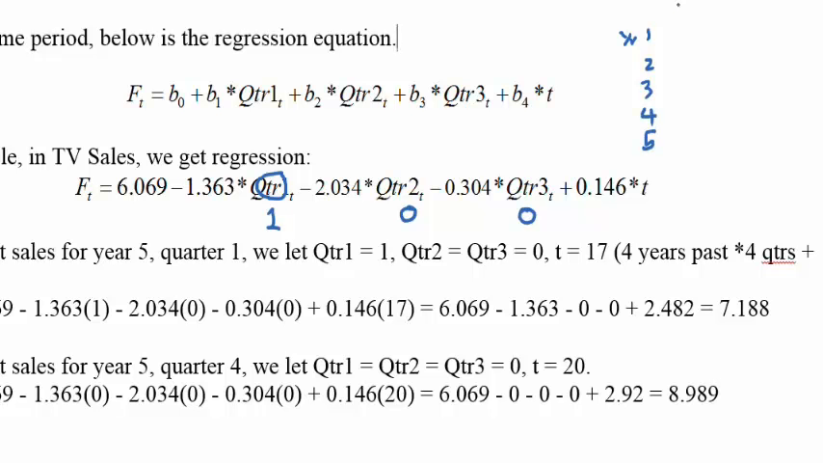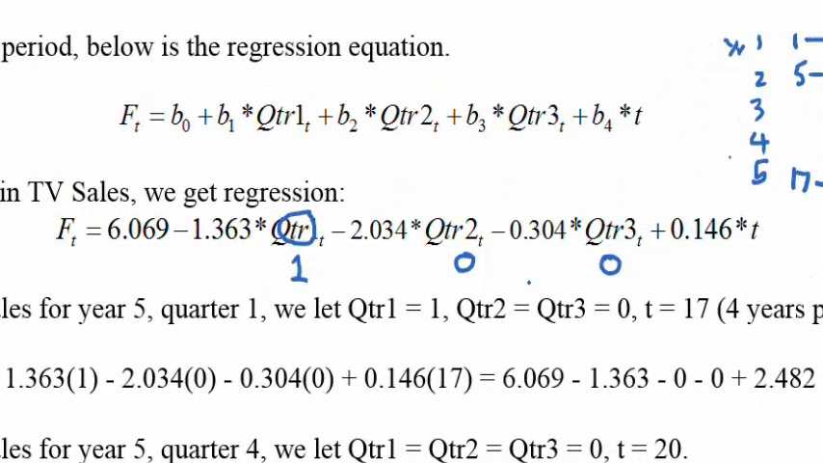T goes from 1 to 4, 5 to 8, and so forth, 12, 16. And so for here, it's going to be 17, 18, 19, 20, right? So time period will be like that for these years. So you start with the 17 here. So T is 17: 4 years past times 4 quarters is 16, and then you add 1 to it. So it's 17, so you plug in 17 here.